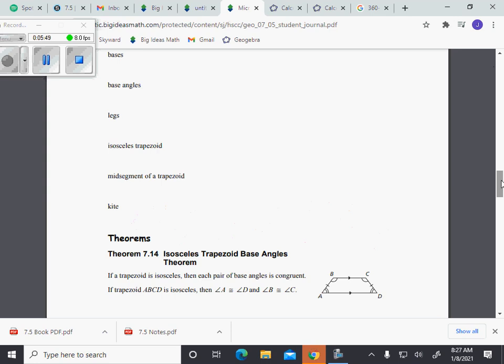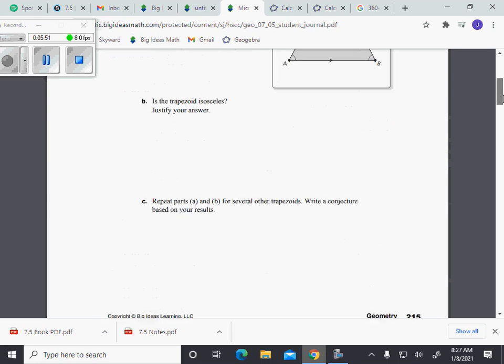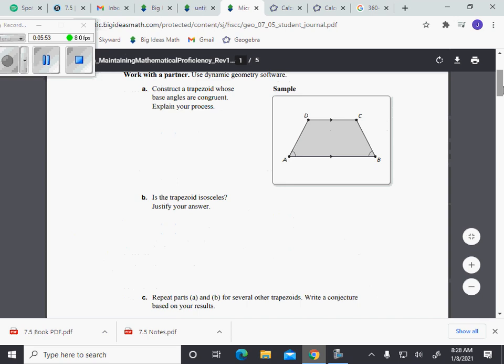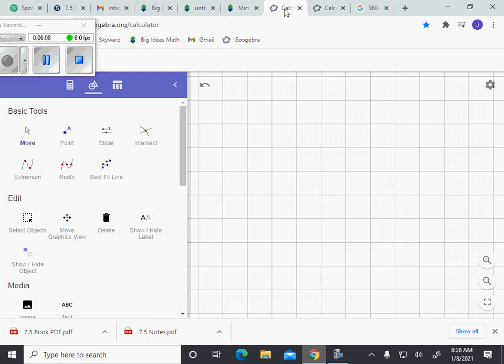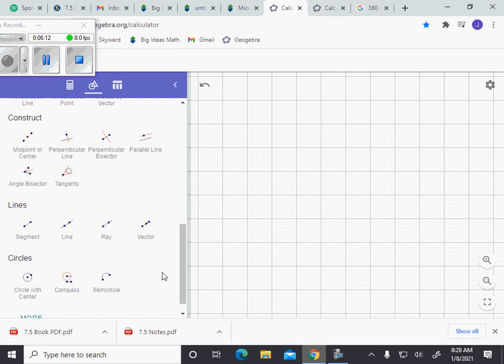Let's scroll up here. Let's go up to the top. We are going to go to GeoGebra. We're going to construct a trapezoid whose base angles are congruent. Okay, and it says explain the process. I'll be explaining it. And then we're going to be asked, is the trapezoid isosceles? Okay, so I'm going to start with my base. I'm just going to start with a segment. There we go.